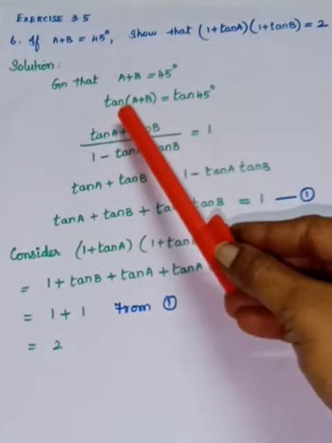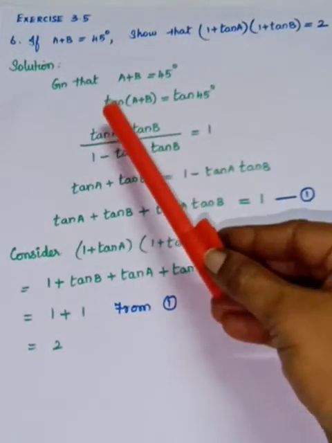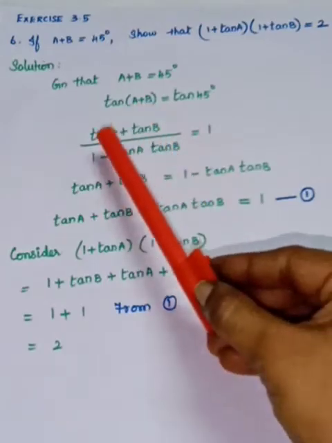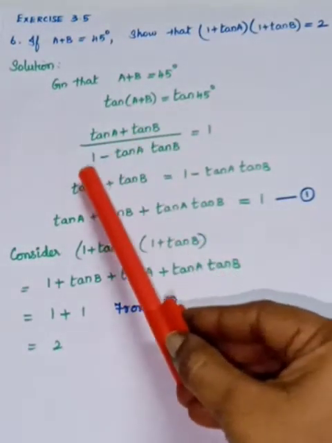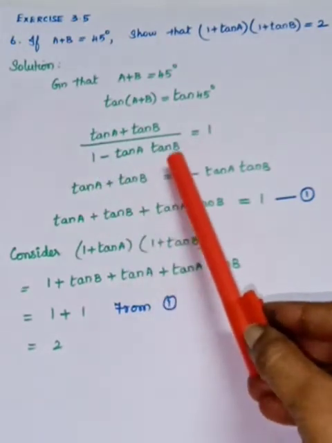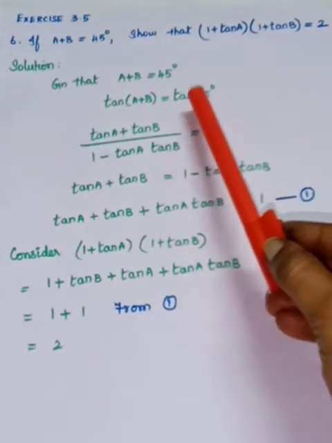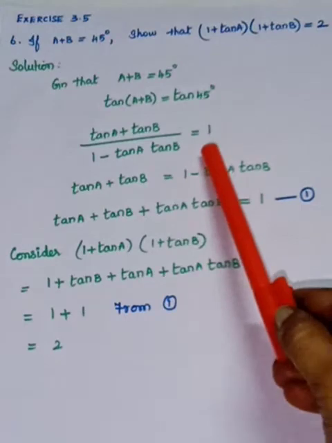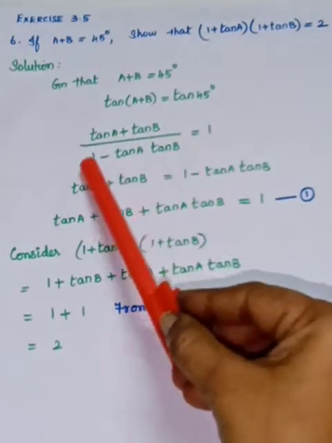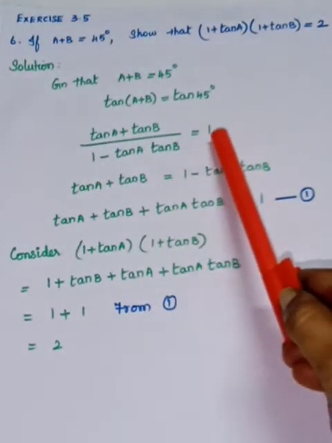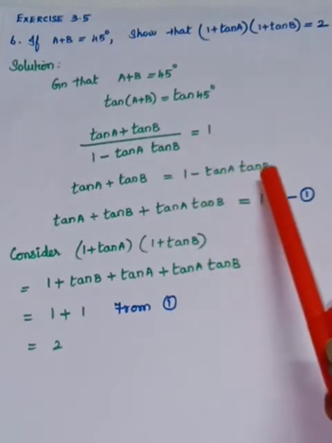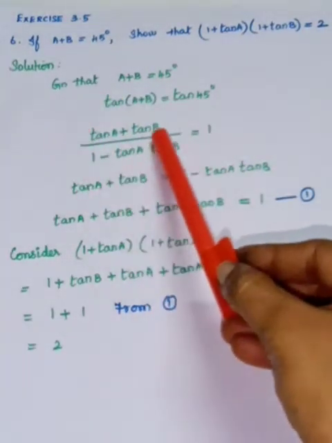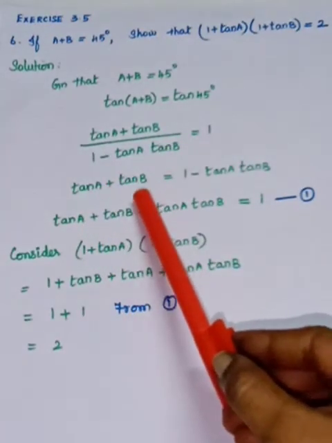You know the trigonometric identity of tan(a plus b). So that is tan a plus tan b divided by 1 minus tan a tan b. What is tan 45 degrees? That is equal to 1. So you take this denominator and multiply with 1, the answer is 1 minus tan a tan b. What will be in the numerator? That is tan a plus tan b.